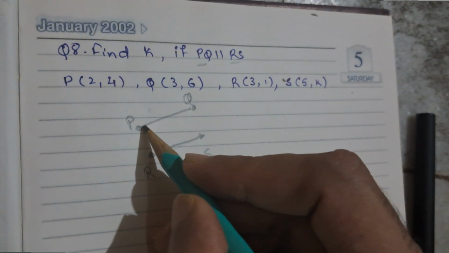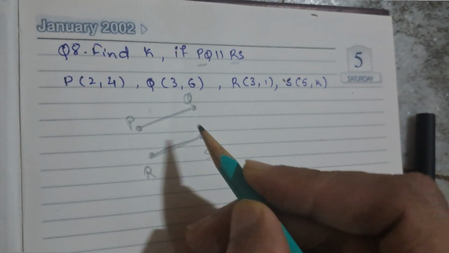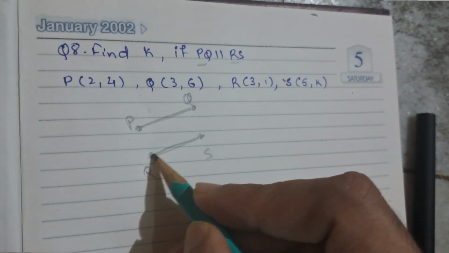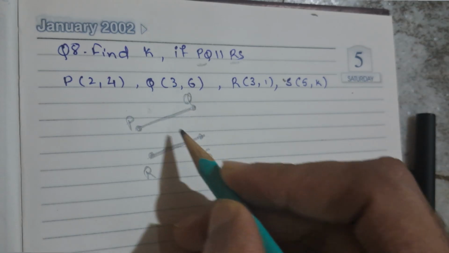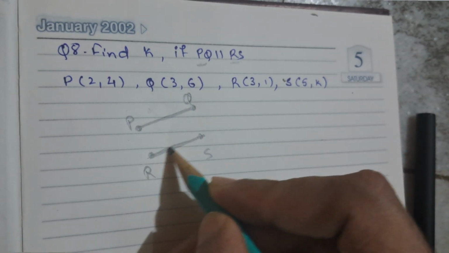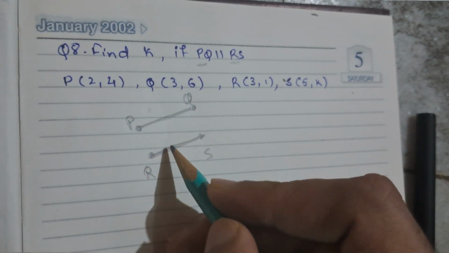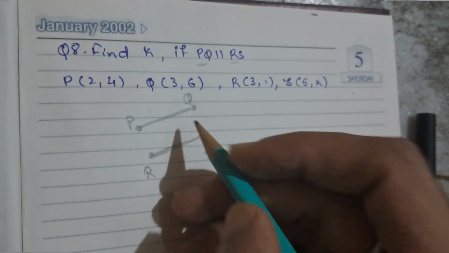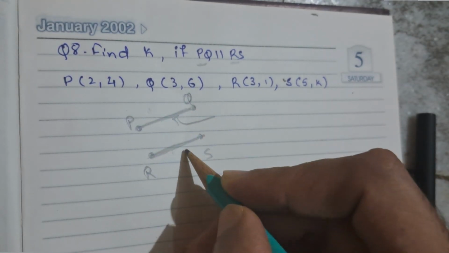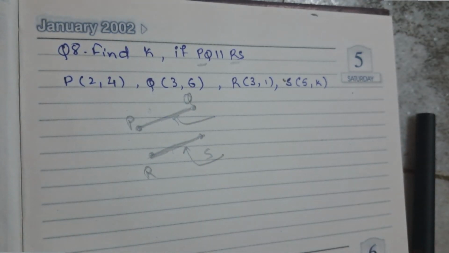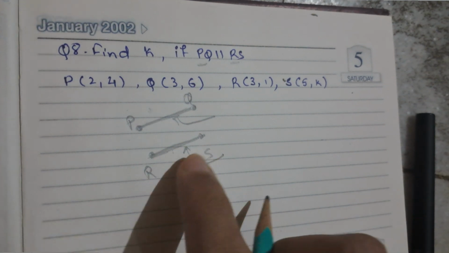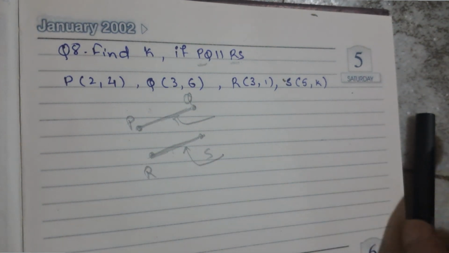So just give it a thought. If these lines are parallel to each other, then the slope of these lines will be the same, right? So slope means what? How inclined this line is. Here both the lines are inclined in the same manner since they are parallel to each other. Hence the slope of this line and the slope of this line both will be the same. Okay, so that is the catch of this sum. So let's go with that.